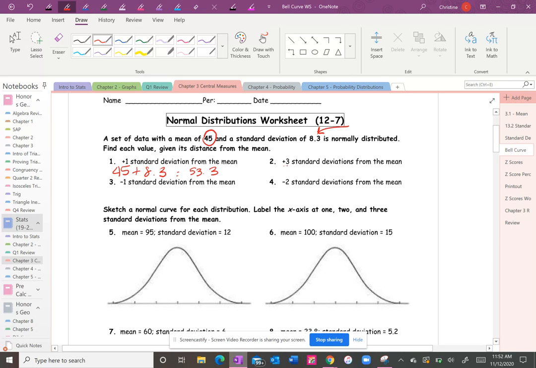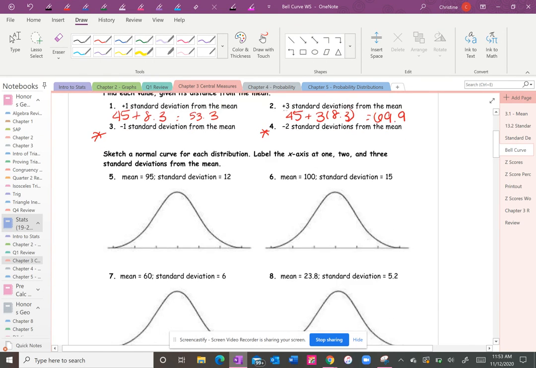Three standard deviations from the mean. The mean is 45. You're adding 3 8.3s. So 3 times 8.3 plus 45 is 69.9. I'm going to leave these for you to do. Be careful because you're subtracting.